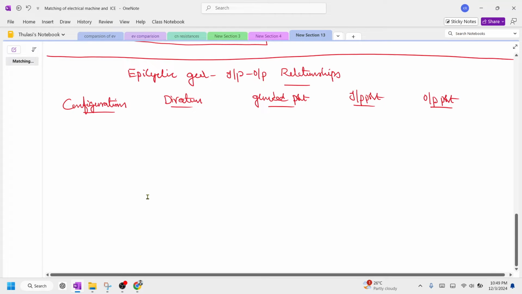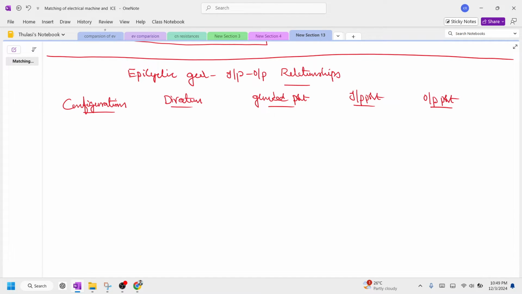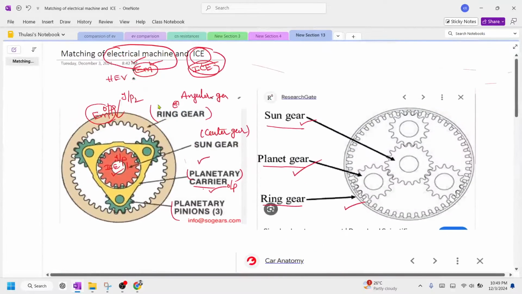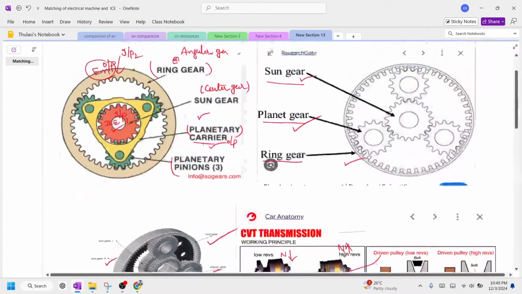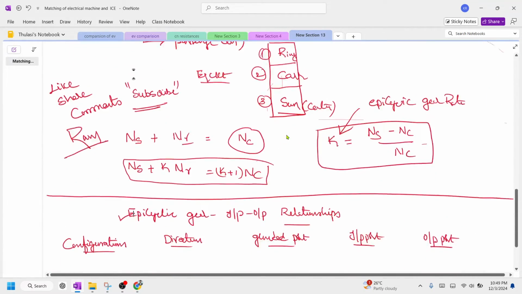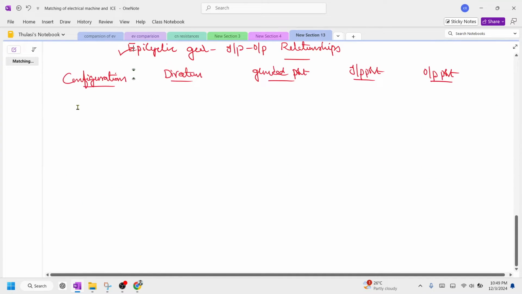Hi everyone. Let's try to discuss the epicyclic input and output relation. This is a continuation of matching of electric motor and IC engine. Just want to see how the ring gear, planetary gear and sun gear are connected. You can see our previous video. Now let us try to see this configuration.